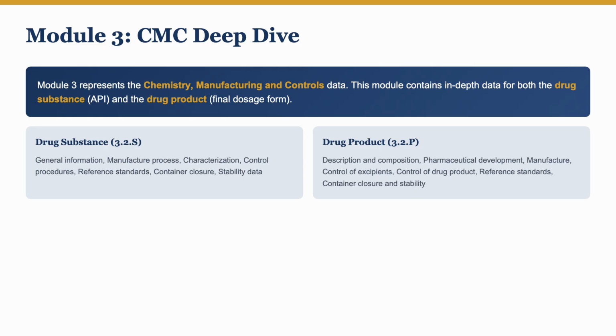stability data. The drug product section mirrors this structure but focuses on the final dosage form. It covers description and composition, pharmaceutical development, manufacturing, control of excipients, control of the drug product, reference standards, container closure, and stability. Understanding this parallel structure helps you navigate Module 3 efficiently.